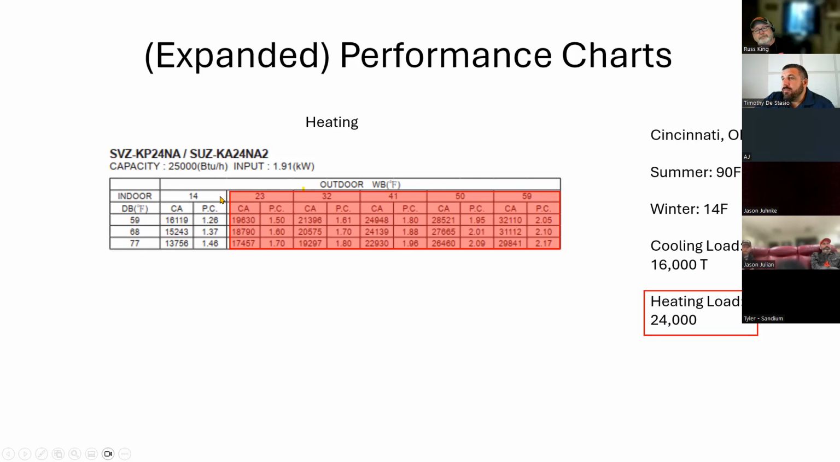I'm not a big fan of interpolation unless you have software to do it, just because it takes forever. And then our indoor dry bulb temperature, our design is 70. Why they didn't put 70 on the chart, I don't know, but 68 is pretty close. We just want to see what this unit's going to look like. And when we look at it, our capacity is 15,243. Our load is 24,000, which means we're going to be running a bunch of strip heat.